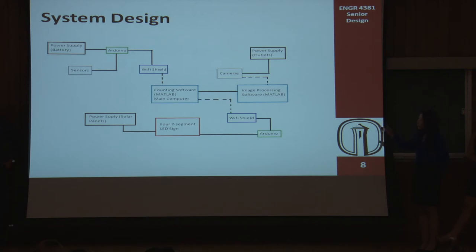After the main computer collects the data and image, it will come to a conclusion of how many open spots are available in all three lots. Then it will send the number to the LED sign at the entrance and exit of Shook. Then it will convey the message to the drivers.